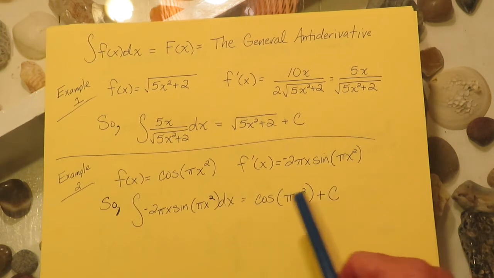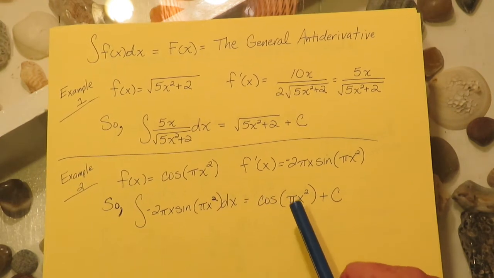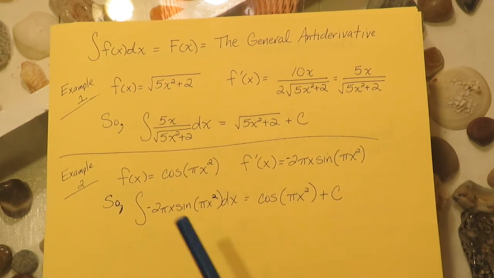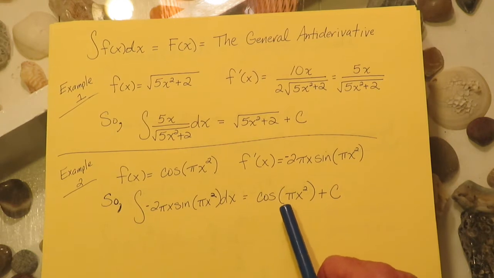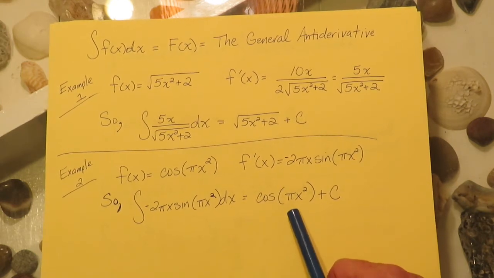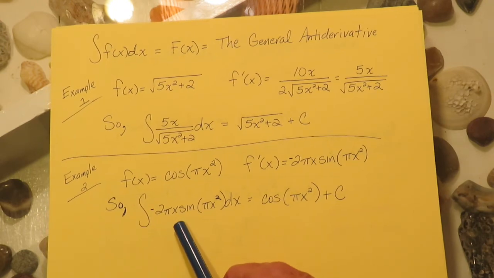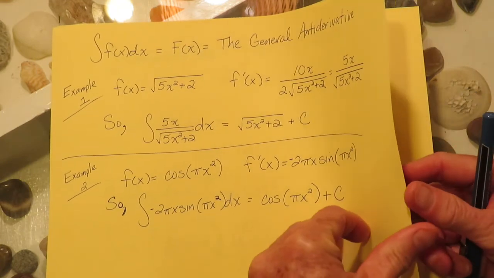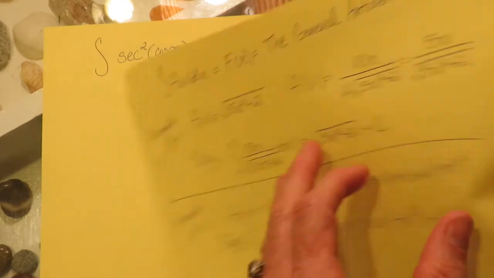So once again, when you're finding an antiderivative, you are writing down the function whose derivative equals this. And that should always be your mindset. If you're finding antiderivatives, you really should always check your answer by taking the derivative of your answer, and it should equal the function you started with. So now let's get into U substitution. Okay, that was just kind of reviewing antiderivatives.